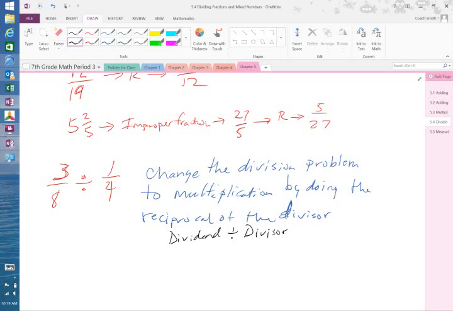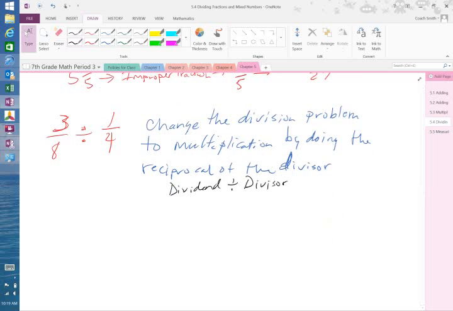All right, now, that means I do this. 3/8 stays the same. Division changes to multiplication. And I do the reciprocal of 1/4. What is the reciprocal of 1/4? 4/1.